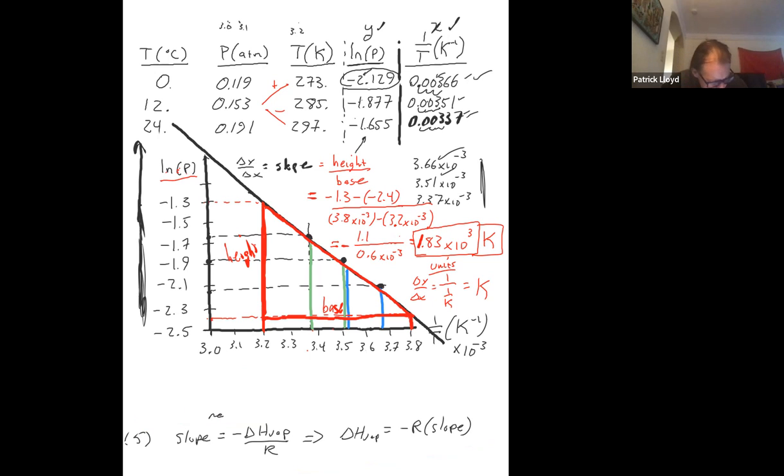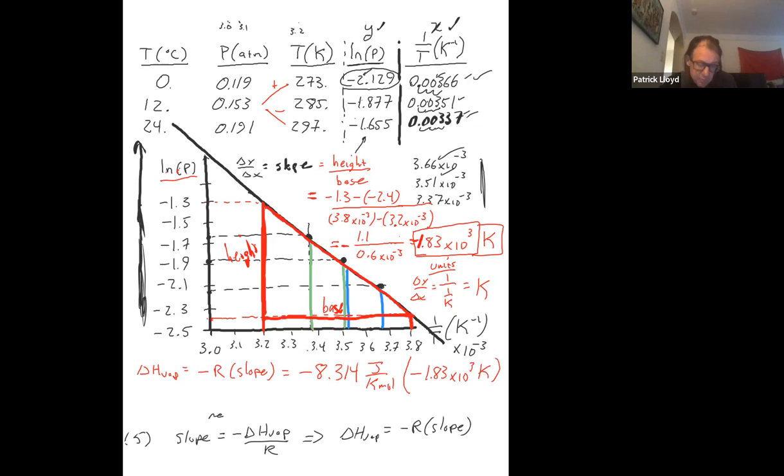So step 5, delta H of vaporization is equal to minus R times the slope, which is minus 8.314 joules per kmol, times minus, I forgot the minus there, minus 1.83 times 10 to the 3 Kelvin. Okay, minus R times the slope. Remember, the slope is negative.